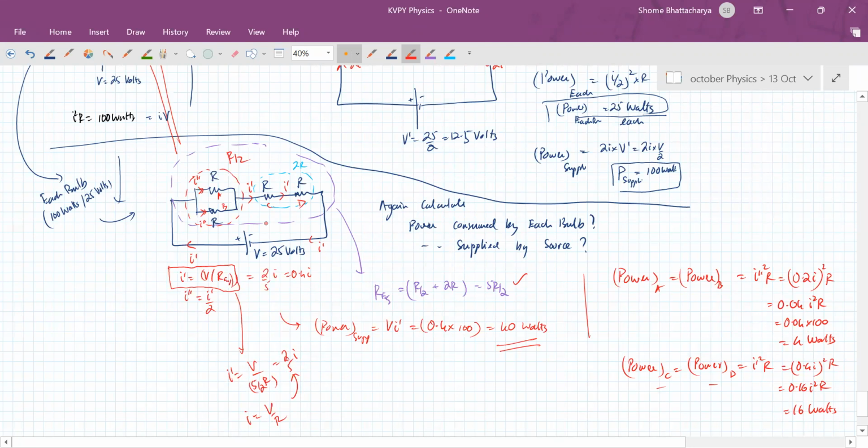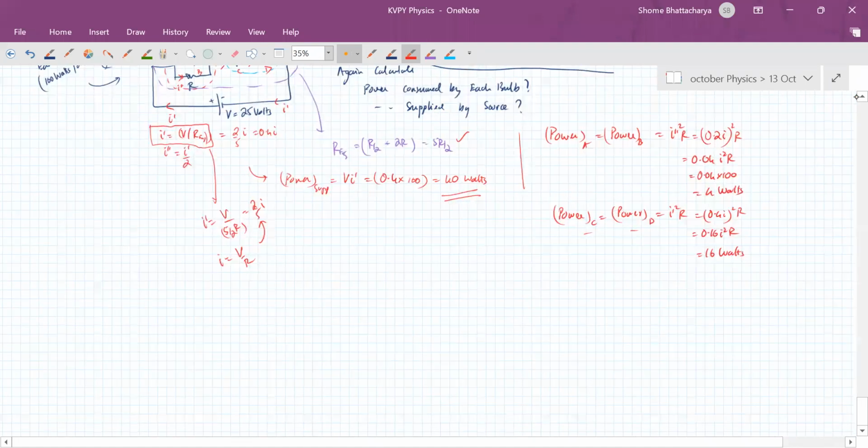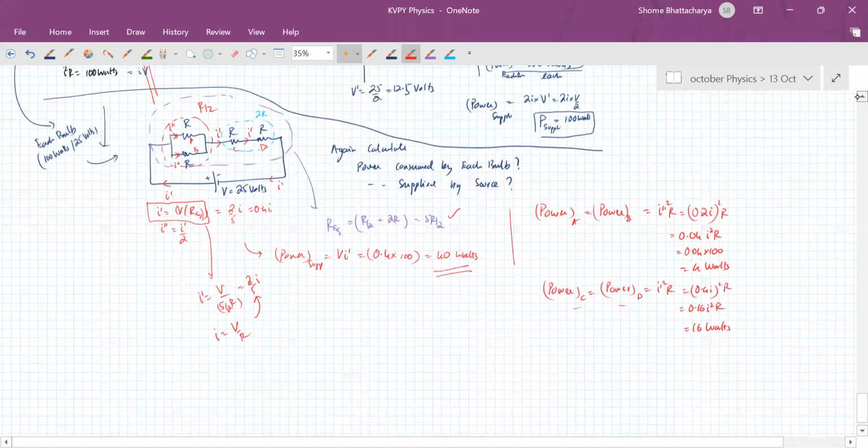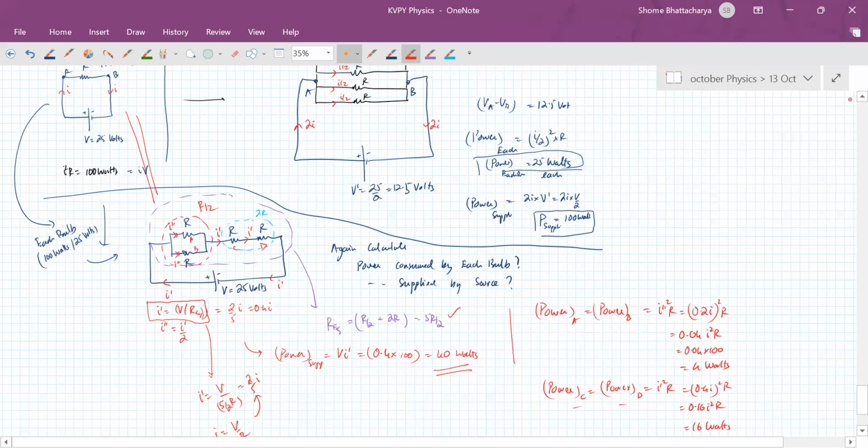So if you compare this combination circuit with a simple circuit of a single bulb connected across the standard voltage source, you can see that what the combination has done is it's increased the resistance from R to 2.5 times R, but kept the voltage of the source the same. So the current drawn is becoming less by a factor of 2.5.